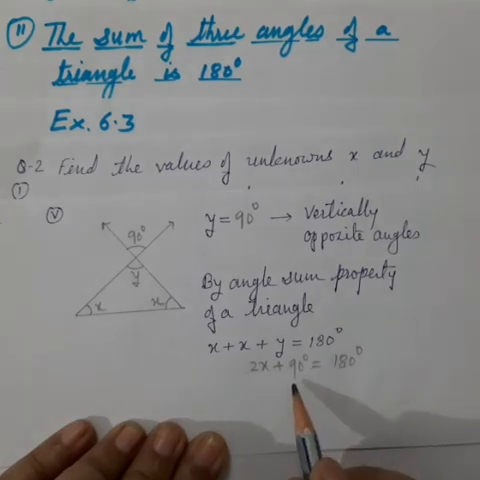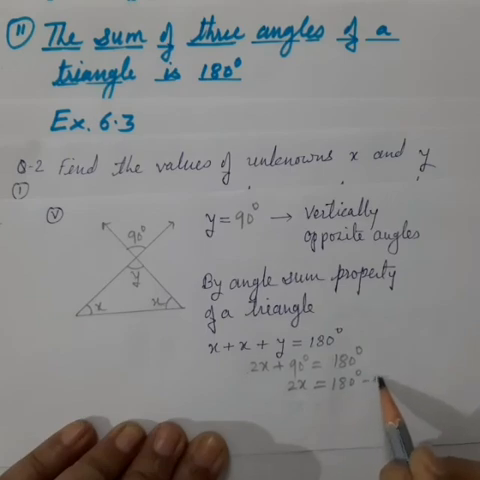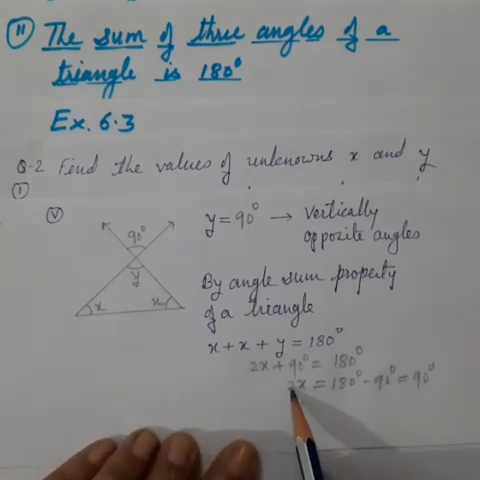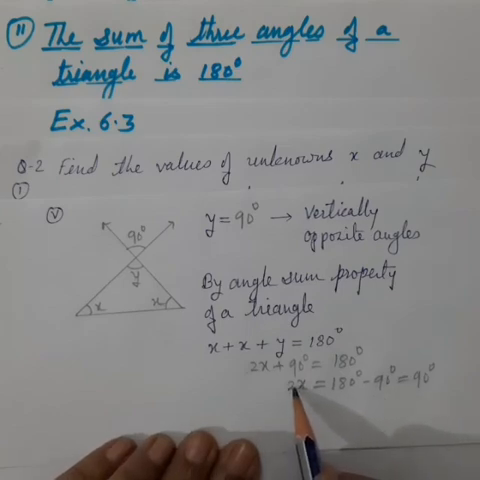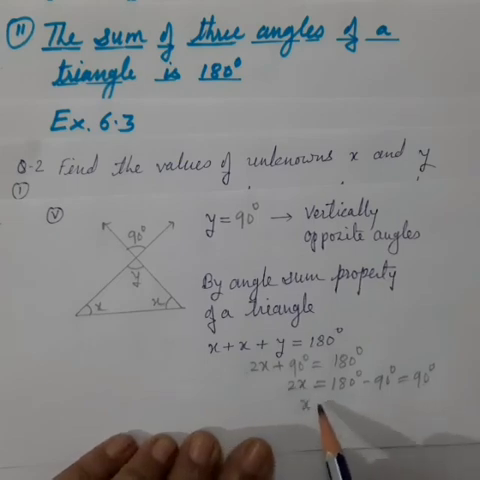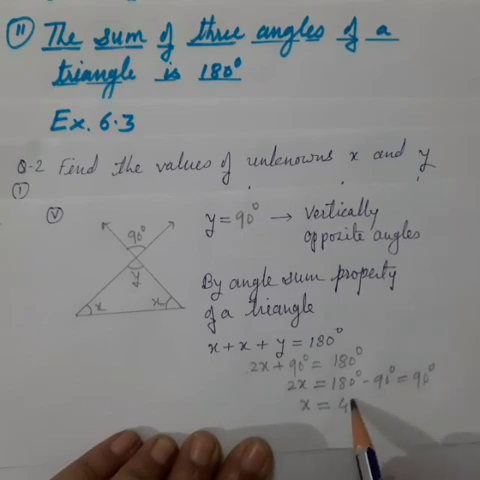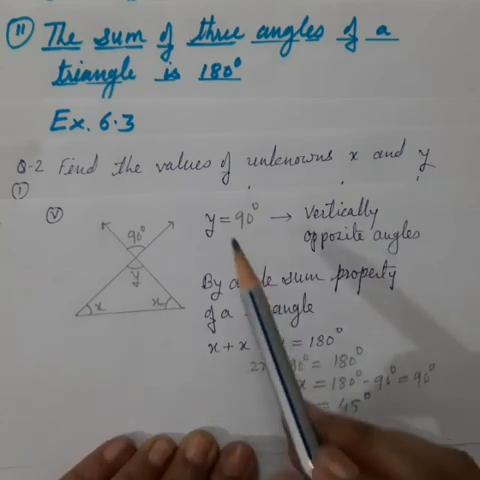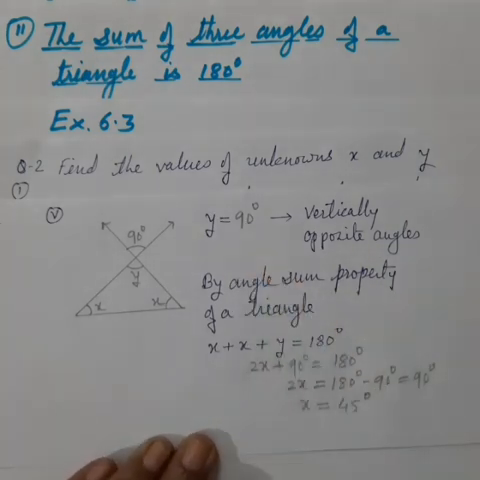Transpose this 90 to the right-hand side. 2x equals 180 degrees minus 90 degrees, equal to 90 degrees. Now we don't want this 2. To remove this 2, divide both sides by 2. So here 2 will cancel, we'll get x on the left-hand side, and 90 degrees divided by 2 is 45 degrees. So this x we get is 45 degrees and y is 90 degrees.